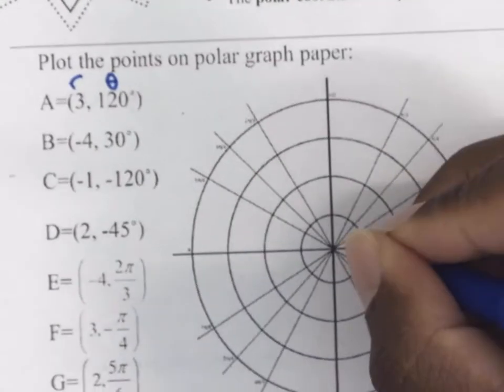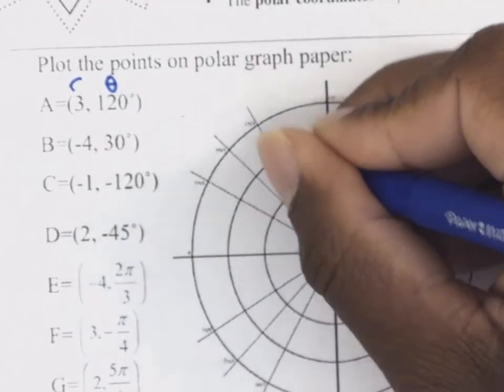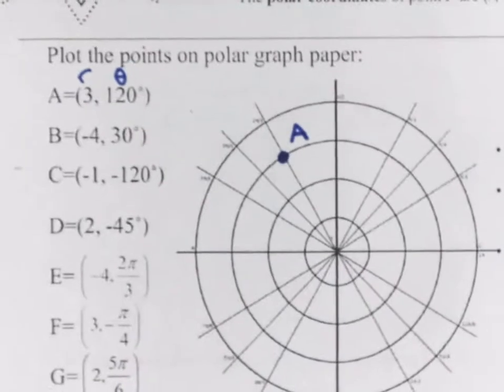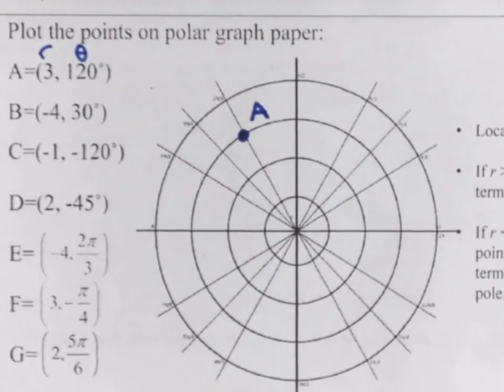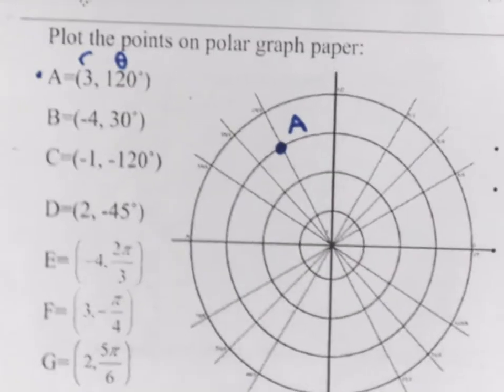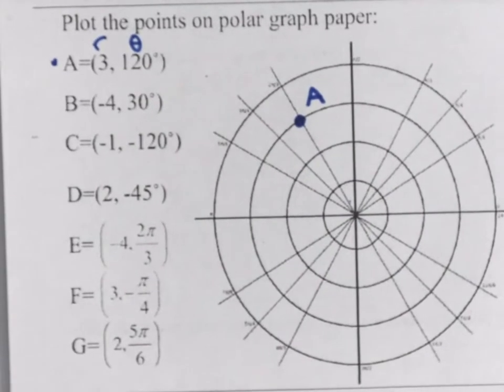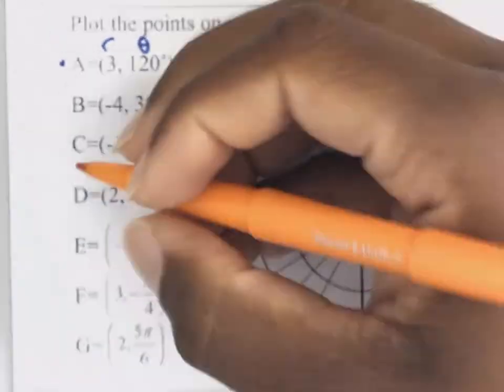All right, so we go 120, and then we go out 1, 2, 3. Just like that, that's point A. Questions? 30 is just the reflection. Let's come back to that one, because it's one little thing to add when we start doing negative R. Just one little small thing. Let's jump and go to D.